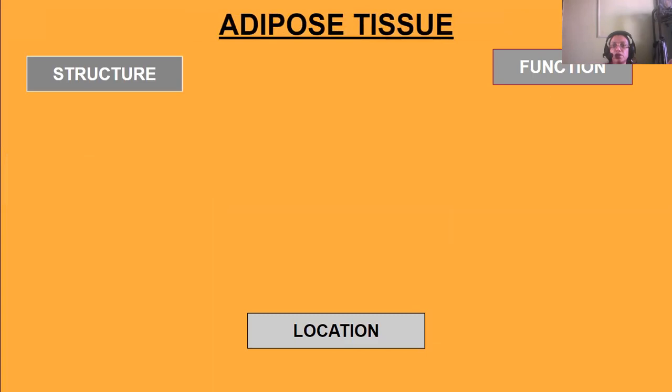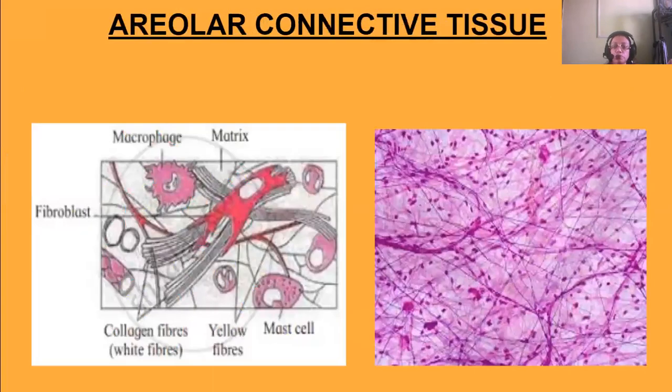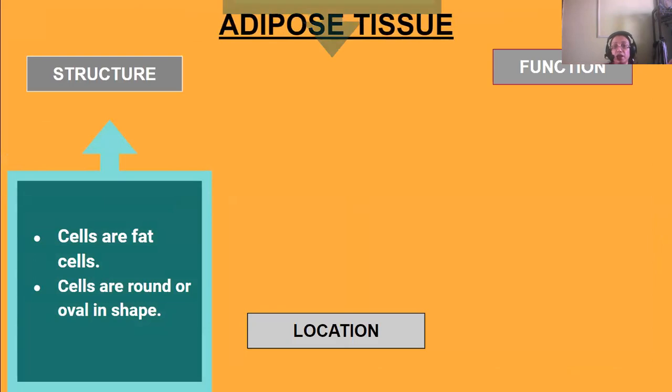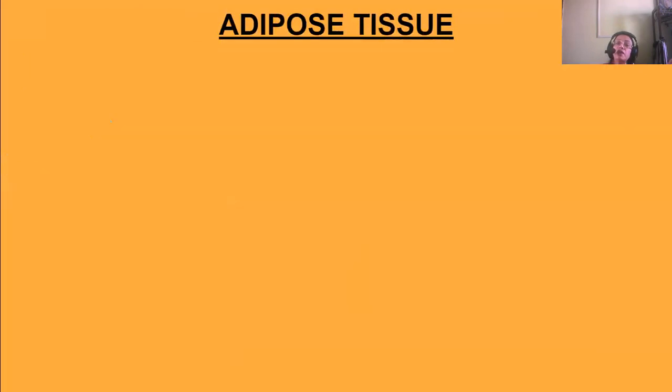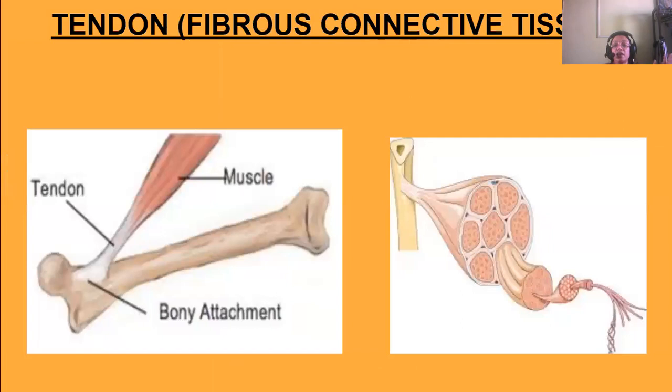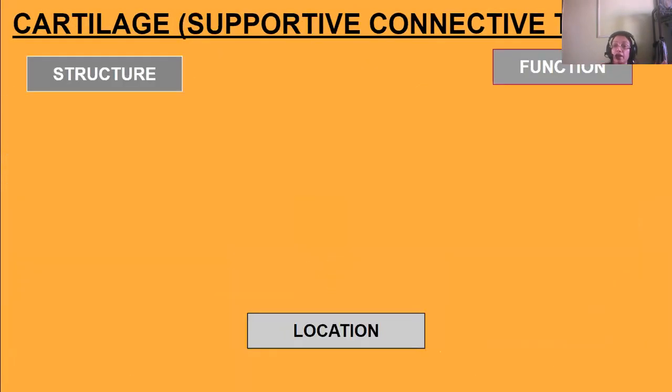It was areolar connective tissue. Then comes the adipose connective tissue, and then the fibrous connective tissues. Fibrous connective tissues are of two types: tendon and ligament. And now I'll be discussing cartilage. That's a supportive connective tissue. The supportive connective tissues are of two types in animals, that is cartilage and bones. So first I'm discussing the cartilage.